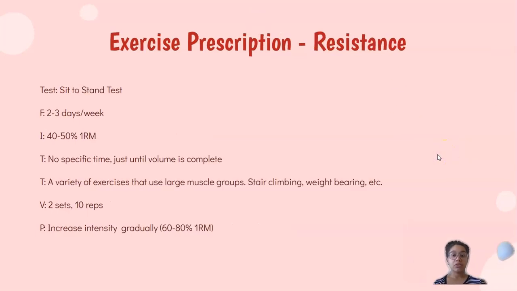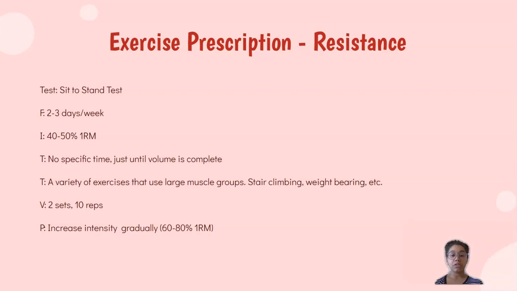In the exercise prescription for resistance, I chose the sit-to-stand test to establish a baseline measure to monitor change over time. Frequency should be 2 to 3 days per week, with intensity being 40 to 50% of his 1 rep max. There's no specific time. This will probably take 30 minutes or more.